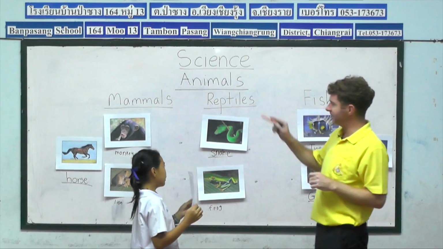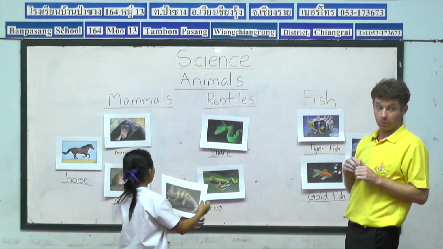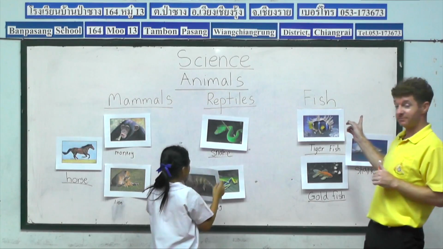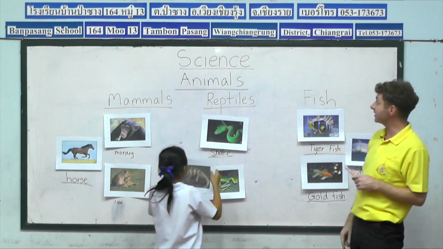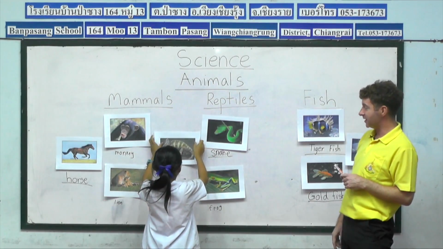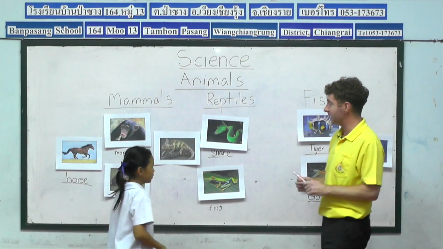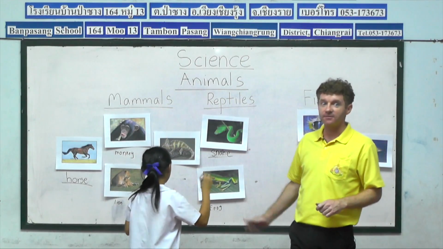And what is a lizard, a mammal? No. Is a lizard a fish? No. Lizard is a reptile. So that's fine there, Nadia. Yes, you can place it next to the snake. Well, how do we spell lizard?